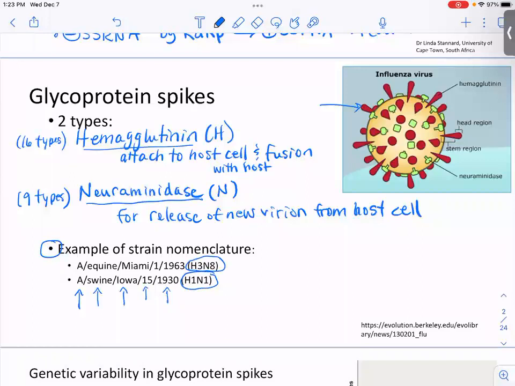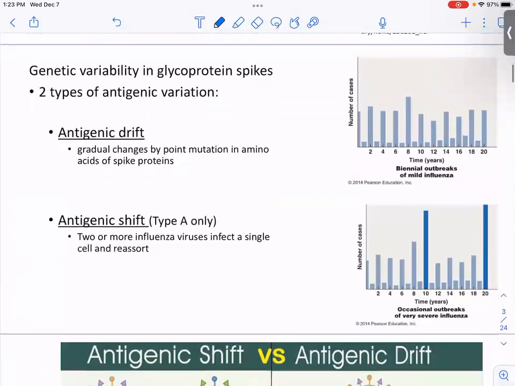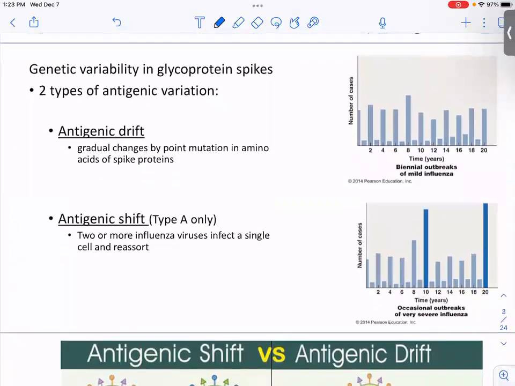So the spikes are the most antigenic part of the virion. That's what our immune system notices the best. So that's what we use for the vaccine. Now, I said that influenza viruses mutate a lot and they change pretty quickly. There's a couple of different mechanisms by which the variability of those glycoprotein spikes will change. We talked about antigenic variation with Neisseria gonorrhoeae also. It's a different kind of antigenic variation, two different kinds that we see with influenza.